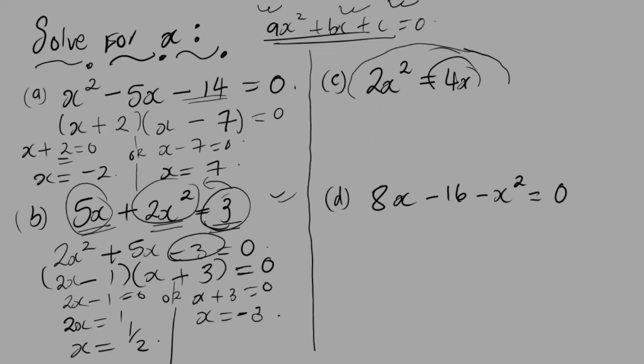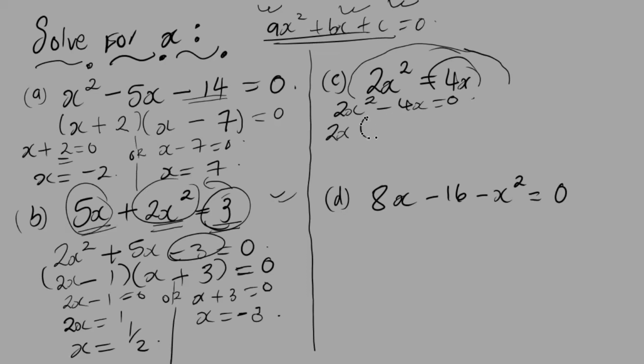So we are saying we transpose 4 to the other side. I'll end up having 2x squared minus 4x, that is equals to 0. So we have two terms here. We don't have three terms. This is not a trinomial the way we want it to be. So what we want here, we take out a common factor. What is the common factor between the two?